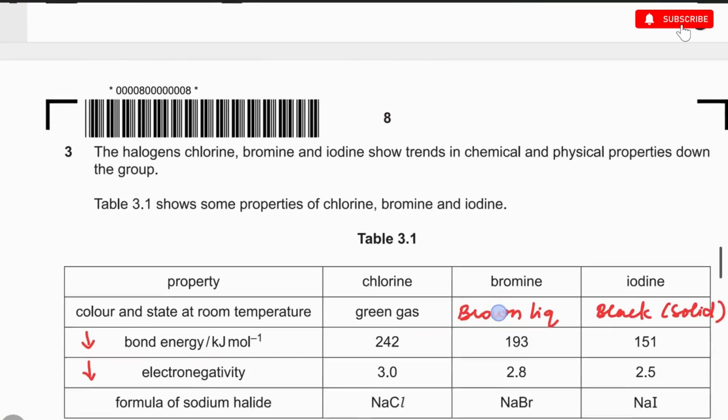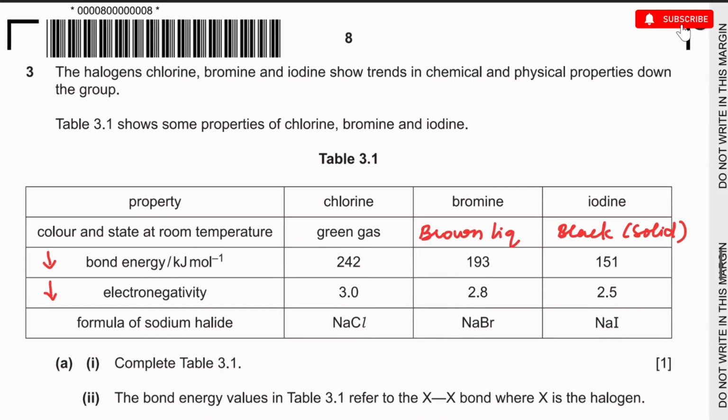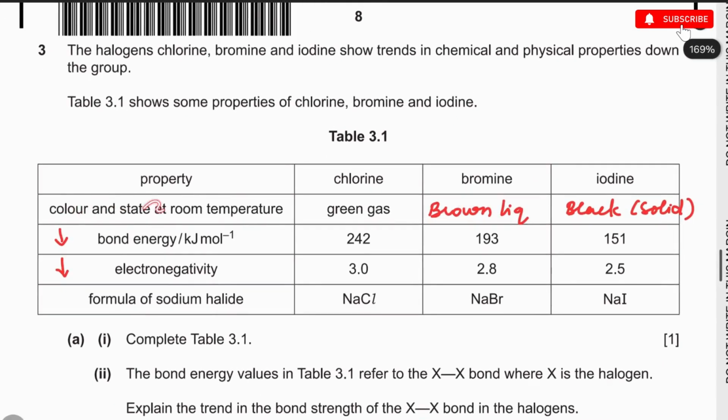Next question. The halogens chlorine, bromine and iodine show trends in chemical and physical properties down the group. The table shows some properties of chlorine, bromine and iodine. Over here they have already given us the property at room temperature, say color or state. Chlorine will show a green gas, bromine will show a brown liquid, and iodine exists as a solid. So as we go down the group, it goes from gas to liquid, liquid to solid.